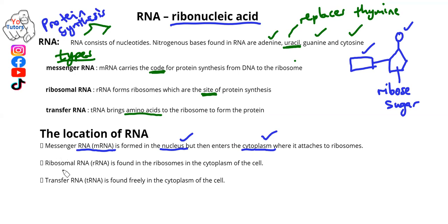What about ribosomal RNA? Where do you find it? You find it in the ribosomes, in the cytoplasm. And transfer RNA is lying free there, carrying amino acids to the ribosomes, so it is located in the cytoplasm. So you can see that the main locations we are talking about here are the nucleus, the cytoplasm, and the ribosome. This is where you find your RNA.